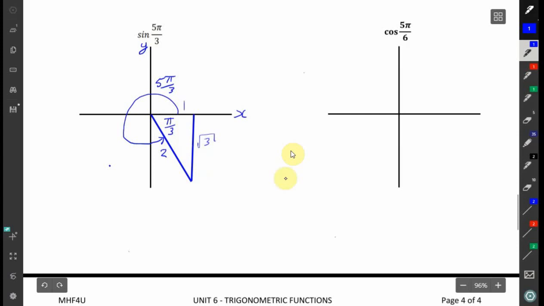So that makes this minus, because it's down below the x-axis. And this ratio then is the opposite over the hypotenuse, which is minus root 3 over 2.